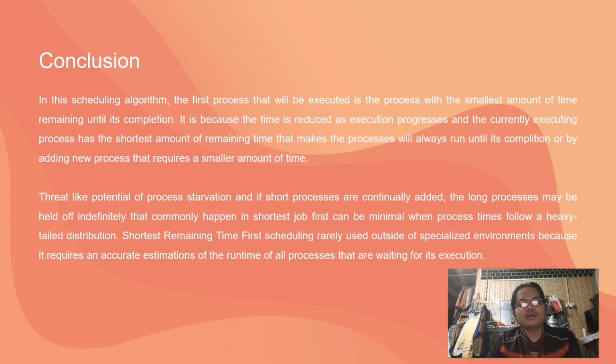A threat like process starvation happens when short processes are continually added. The long process may be held off indefinitely. This commonly happens in shortest job first. This threat can be minimal when process times follow a heavy-tail distribution.